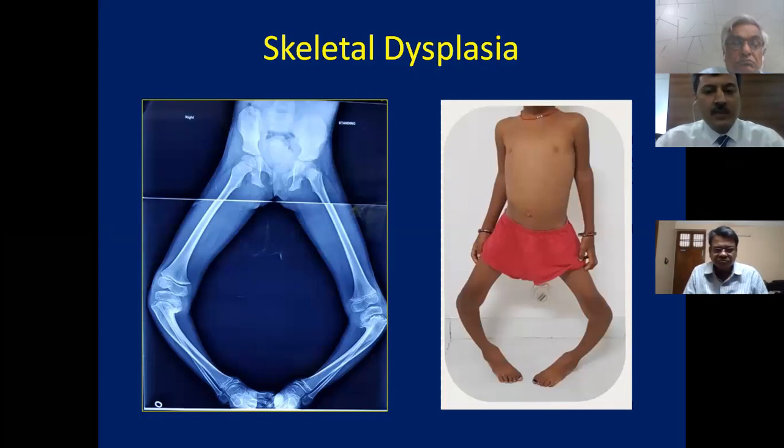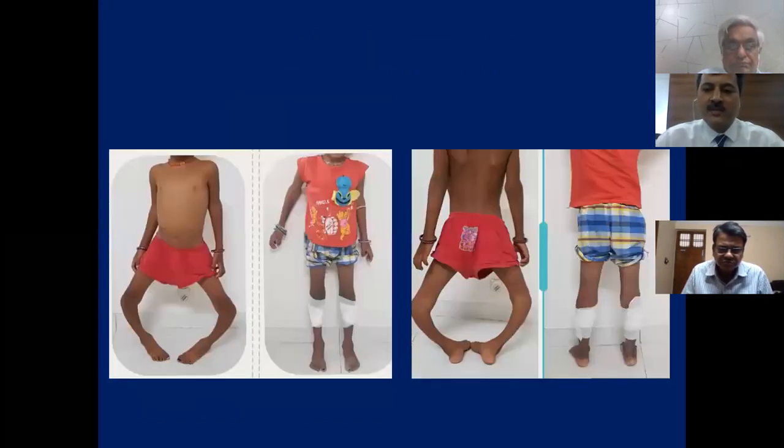We advised an operation and the parents failed to follow up. They came at 7 years with this prosthetic deformity. So it is wise to treat them early. Of course, we had to do multiple osteotomies to make him straight. But again, this boy at 2 years, at 3 years with significant bowing, I would advise surgery at the outset.